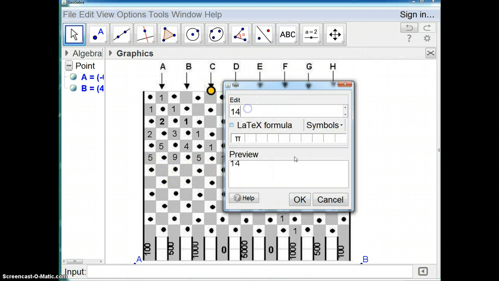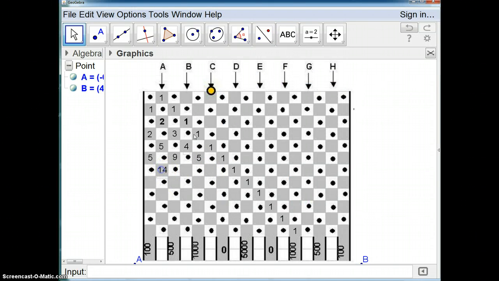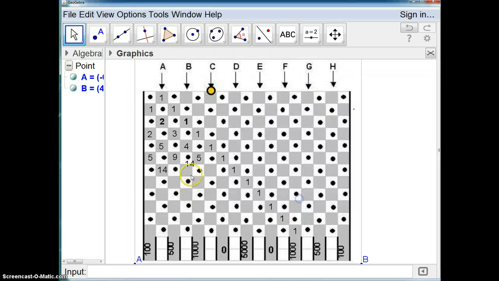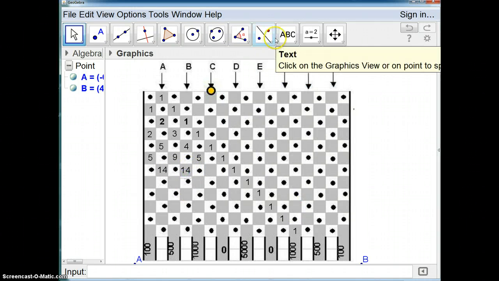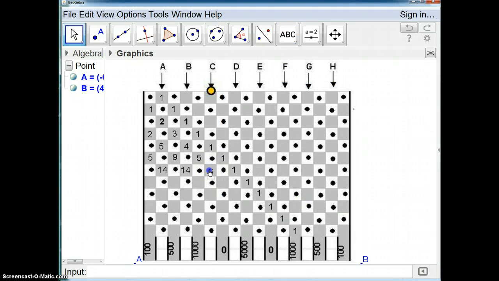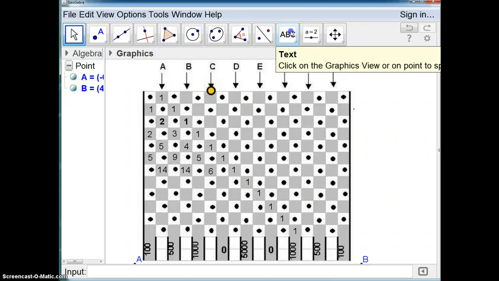Here we get a 14, another 14, and a 6. Okay, so you're getting the idea here. It's kind of like Pascal's triangle, but you can see that it's not quite perfect because the side is cut off, so they're not going to add up in quite the same manner.